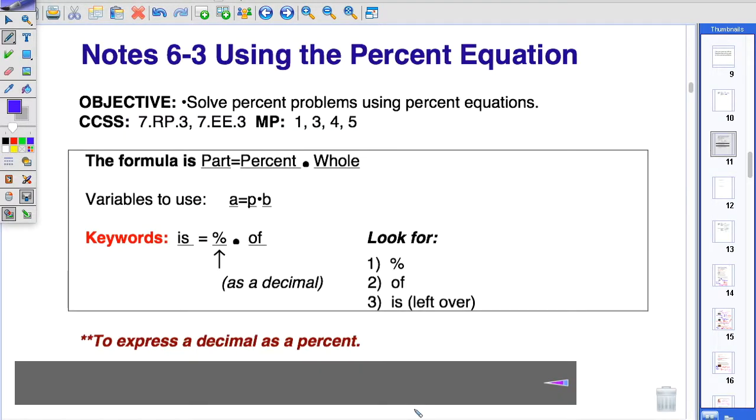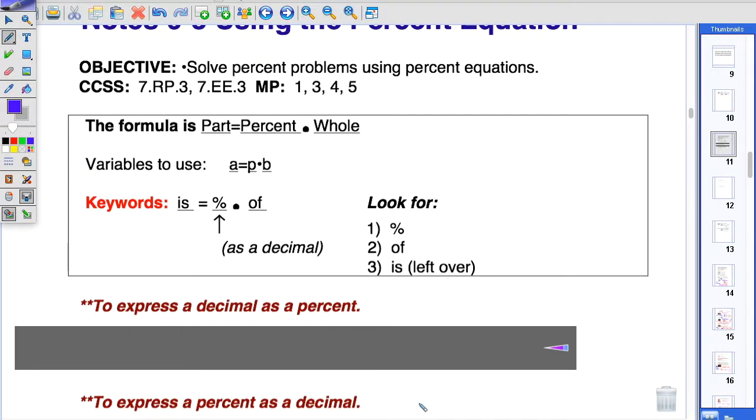Note 6.3 on using the percent equation. The objective is to solve percent problems using percent equations. The Common Core State Standards are listed in the mathematical practices. The first thing you're going to do is fill in the information in the table. The formula is the part equal to the percent times your whole, and your percent is written as a decimal.